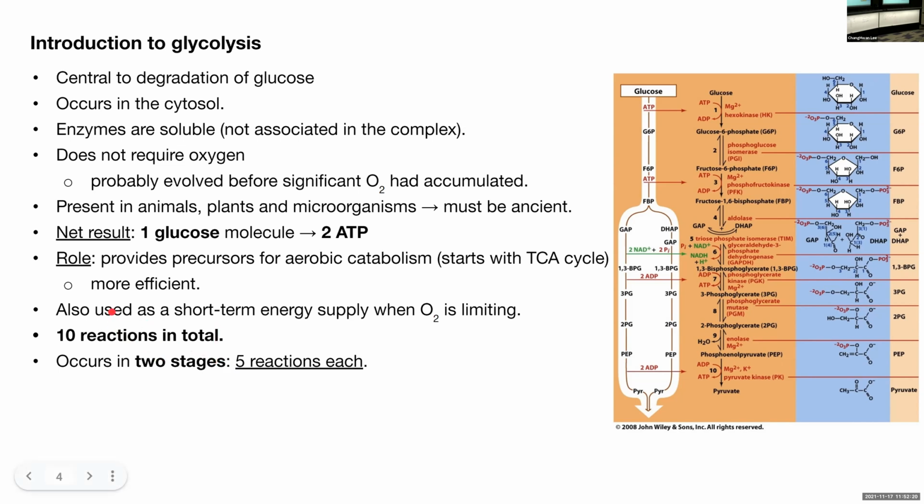And again, it's used as a short-term energy supply when oxygen is limiting, because it does not use oxygen, as it says here. It can quickly generate energy under anaerobic conditions. There are 10 reactions in glycolysis in total, from the first one here to the 10th one here. And that occurs in 2 stages, and each stage comprises 5 reactions, so 1 to 5 and 6 to 10.